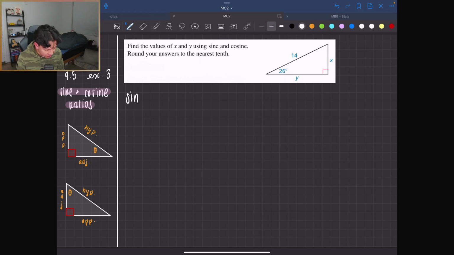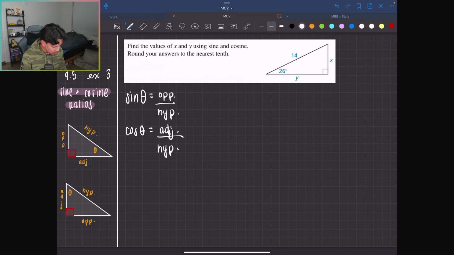We know that the sine of theta is going to be the ratio between its opposite over the hypotenuse, and the cosine of theta is going to be its adjacent, the ratio between its adjacent side over the hypotenuse. So let's take a look over here. We have our focus point over here of 26 degrees. We have a missing value x, a missing value y, but thank goodness we have our hypotenuse. So let's start off by finding out what the value of x is going to be.